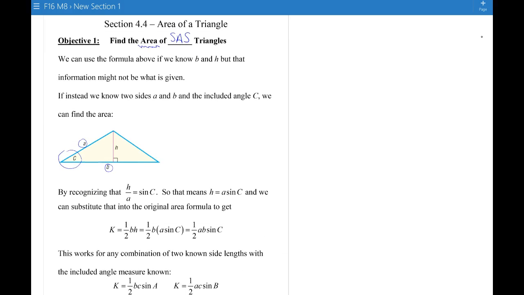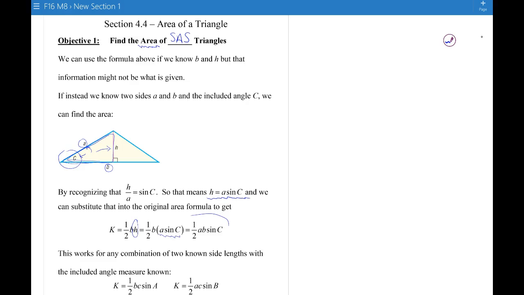So notice that the sine of angle C is the opposite side length H over the hypotenuse A of this smaller right triangle that's inside the bigger triangle. So the sine of angle C is length H divided by length A. So that means if you solve for H, you get H equals A sine of capital C. So you can substitute that in the formula on the previous screen for the H. So instead of H, you put A sine C.